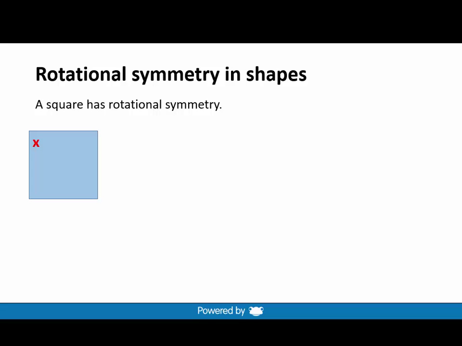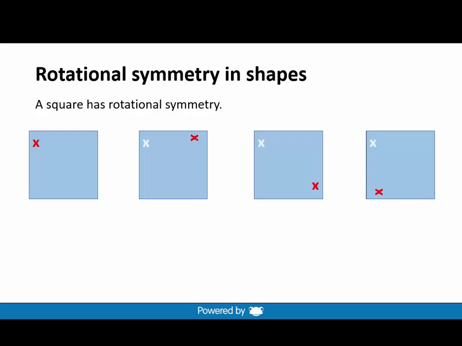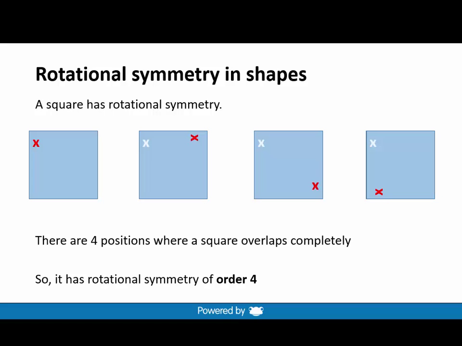I'm going to overlay another square over the top. The squares are both overlapping here. I've rotated the top square by 90 degrees clockwise, and it's also overlapping. By 90 degrees clockwise again, it's still overlapping. And by 90 degrees clockwise again, it's still overlapping. Because there are 4 positions where a square overlaps completely, it has a rotational symmetry of order 4.